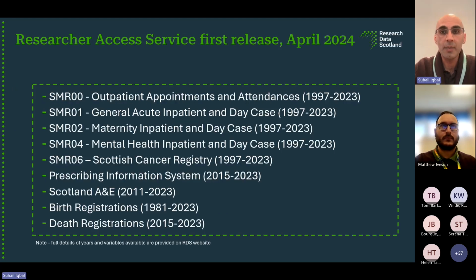Okay, so something about the data that's included in the Researcher Access Service. These are the 9 key data sets that we find that researchers are most interested in. So you've got the health data sets here from Public Health Scotland: inpatient, outpatient, maternity data sets, mental health, the cancer registry, prescribing, accident and emergency, births and deaths registrations.